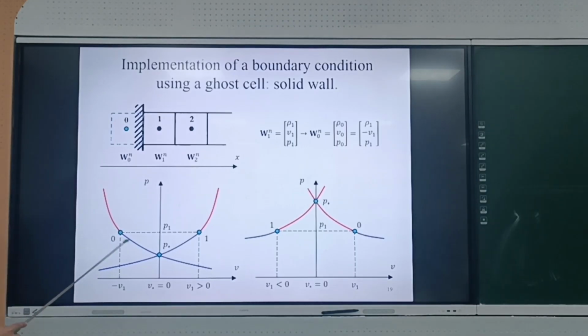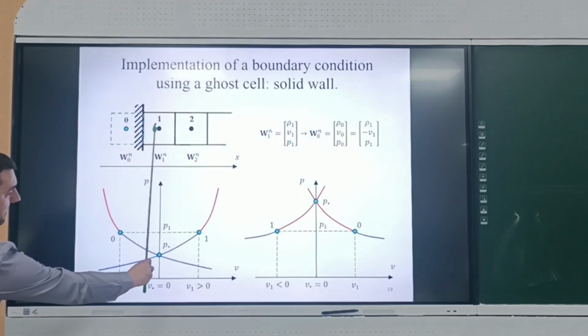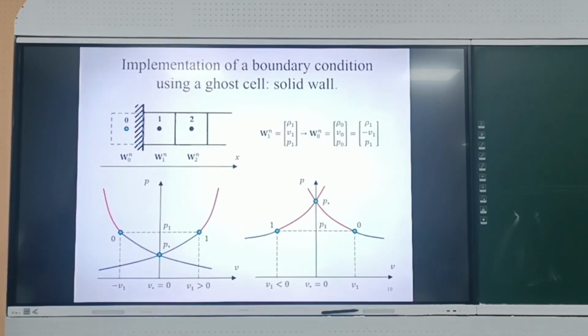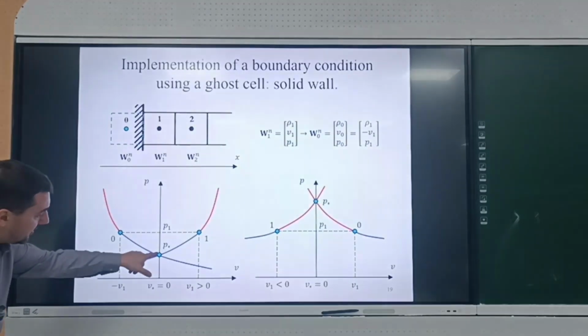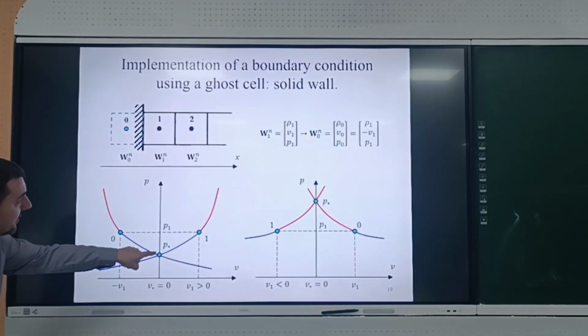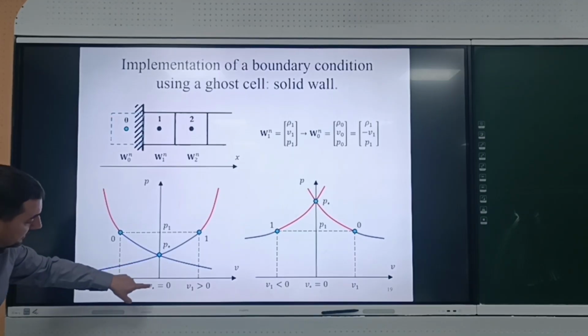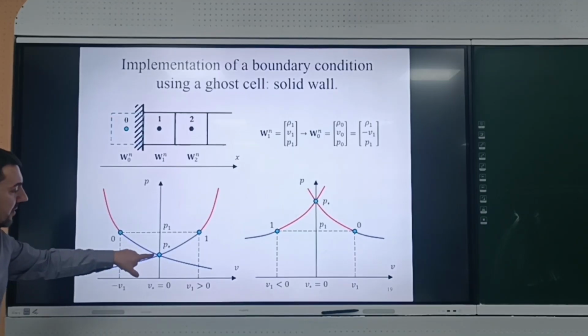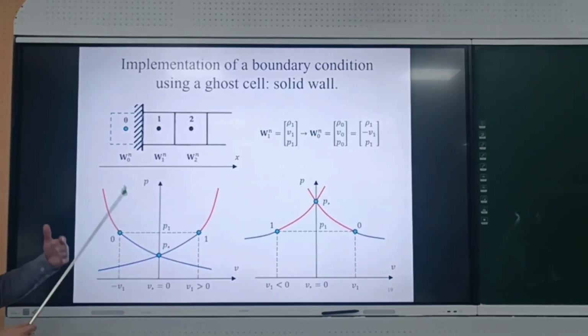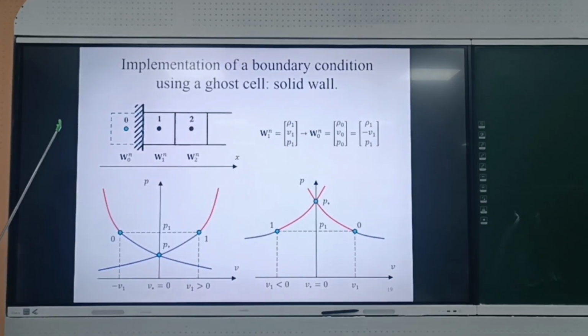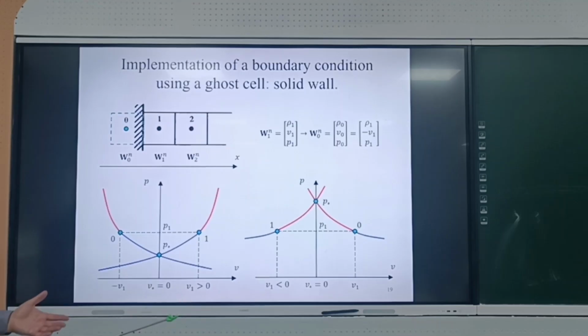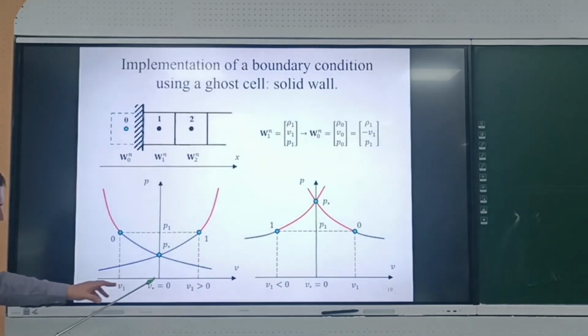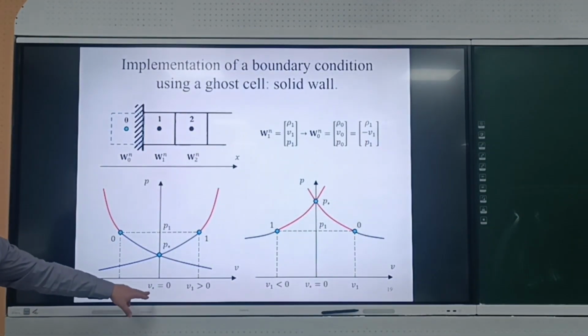And then we also can put all possible states here. These two curves are just symmetrical relative to the axis V equals 0. It means that the intersection point will be here, and this point corresponds to the contact discontinuity. It will correspond to V star equals 0 and some P star. But anyway, if you use any consistent numerical flux, it will give you the result that V star equals 0.